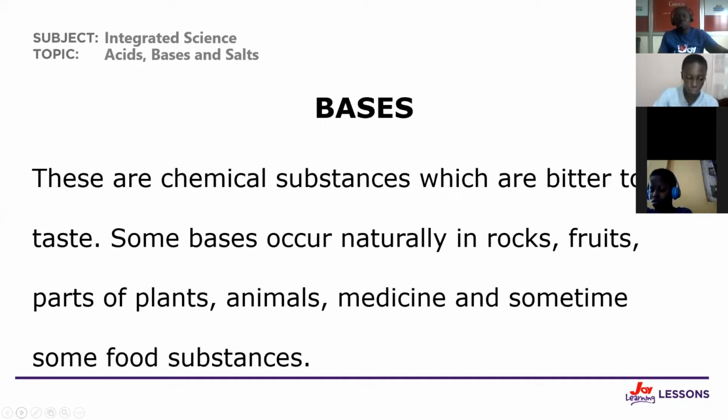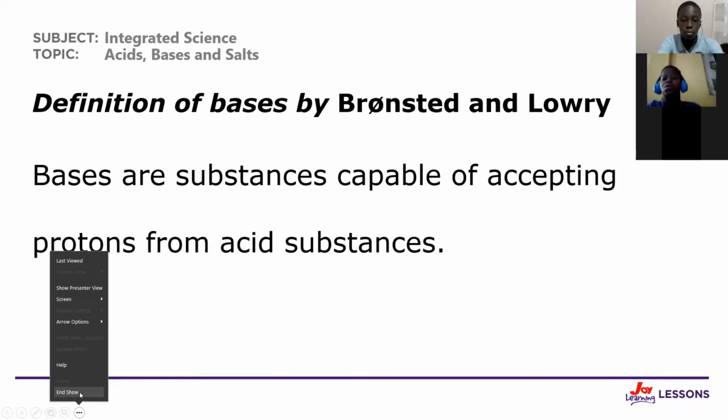Now, we also move on to say that bases can also be obtained from parts of plants and animals. You can have bases from parts of plants, like I said, the roots, the stems, and the leaves. And we can also get bases from animals, medicines, and sometimes some of the food substances. I'll pause here and pose my question to you. What is a base? Etonam, I'm expecting you to respond to this.